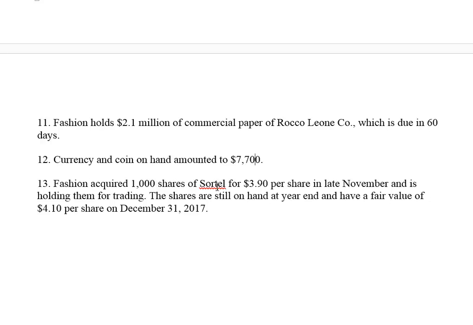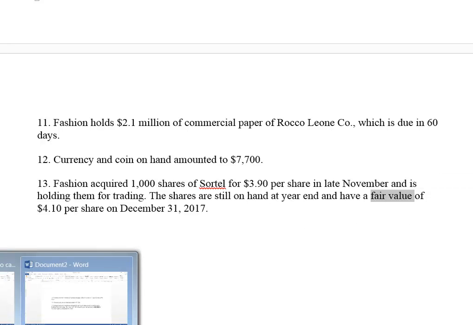And in our final item, we have 1,000 shares of Sortel. We bought it at $3.90 a share in late November, and we held them for trading. So they're fair value through net income investments, right? Anything that you're holding for trading means that you're going to trade them regularly, so they're fair value through net income, not cash. But at the end of the year, December 31st, 2017, they have a value of $4.10 a share. So in that case, we would value them at fair value as a fair value through net income investment, still in the current assets section, but certainly not cash.